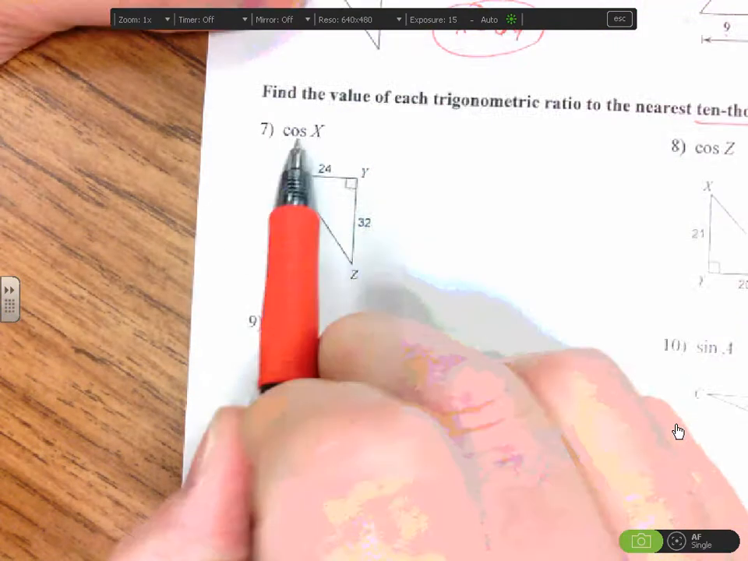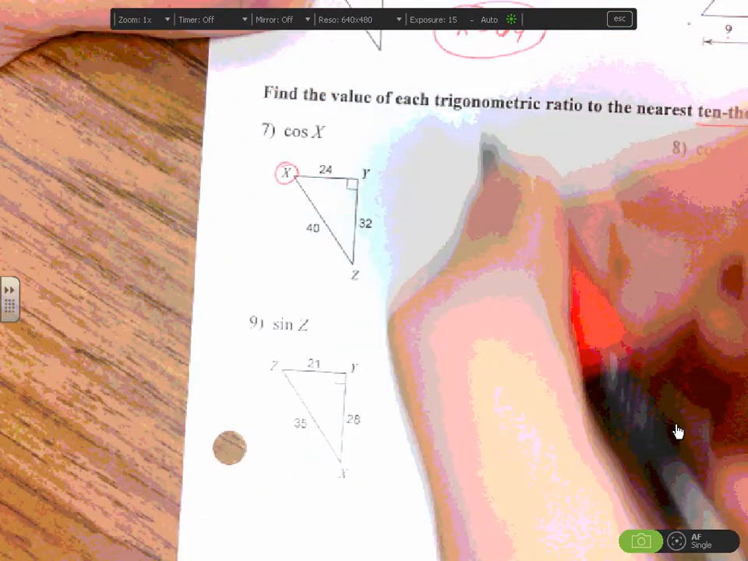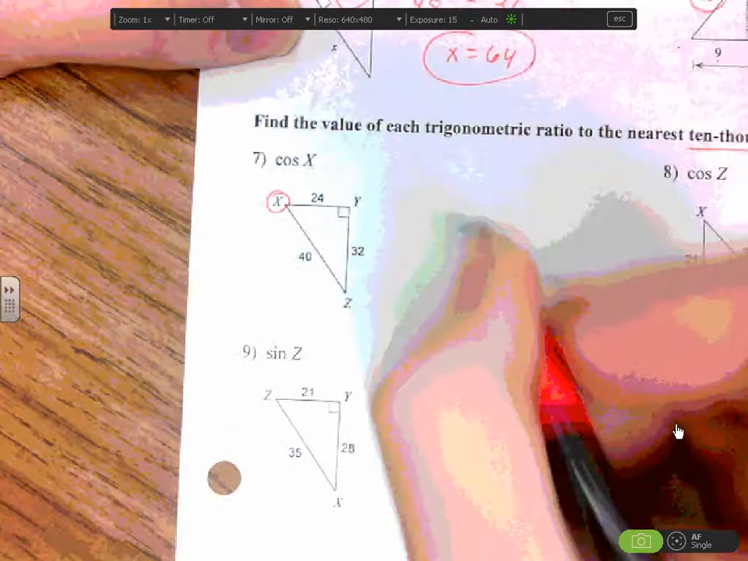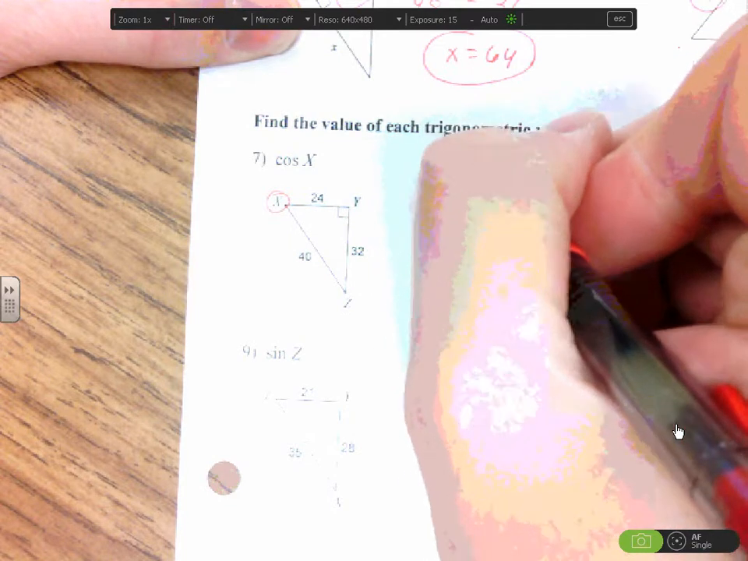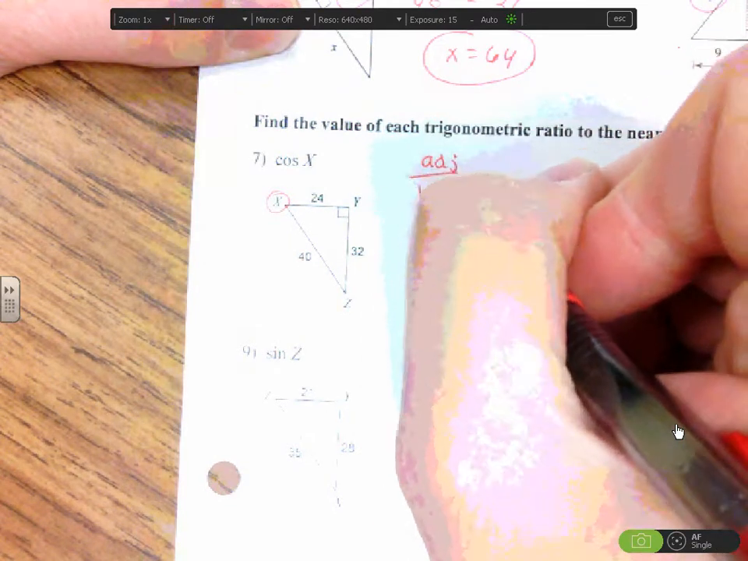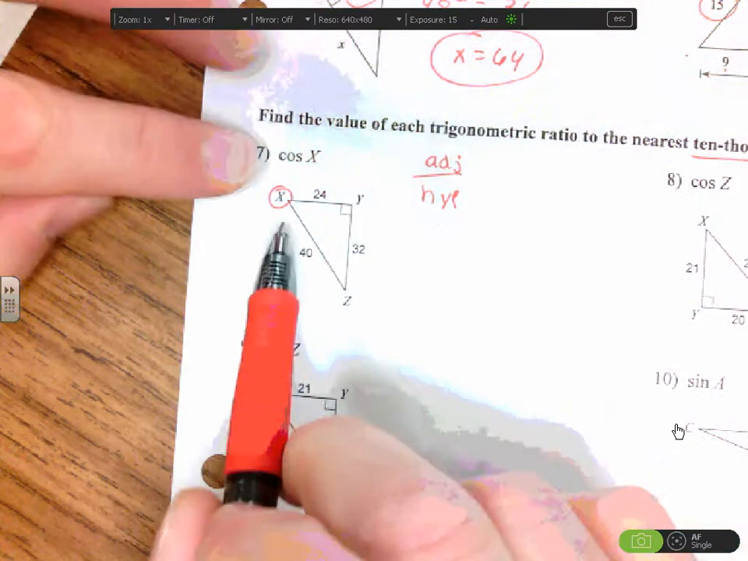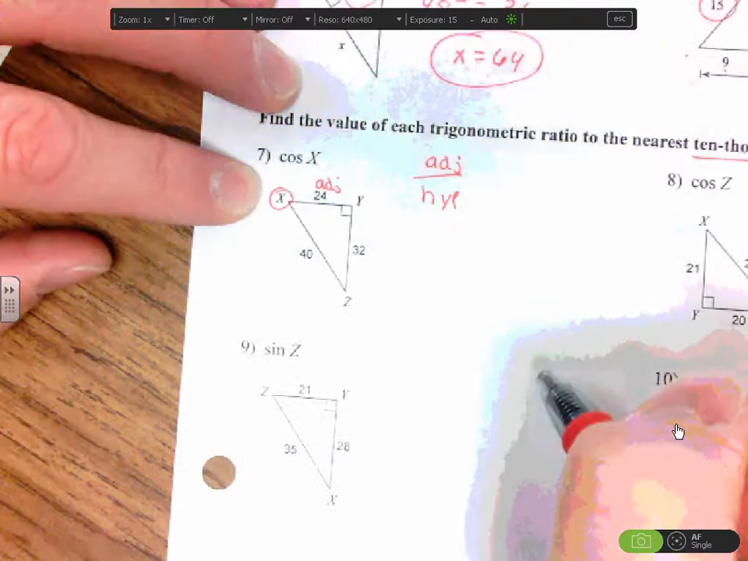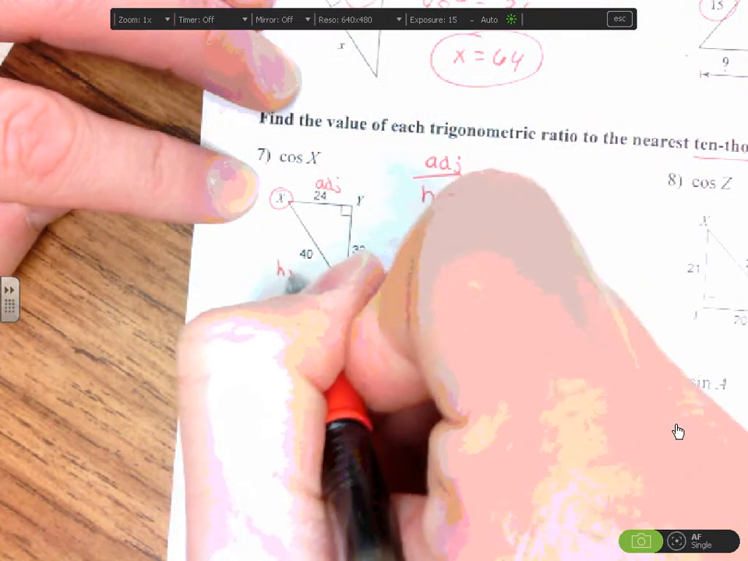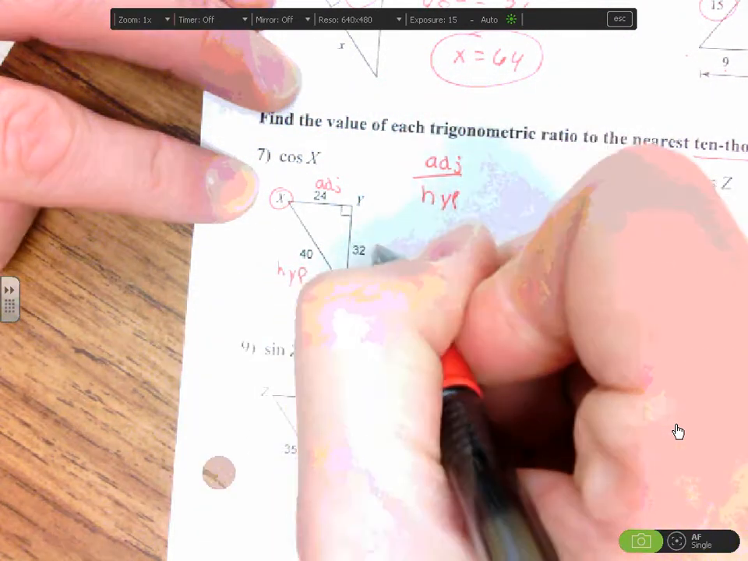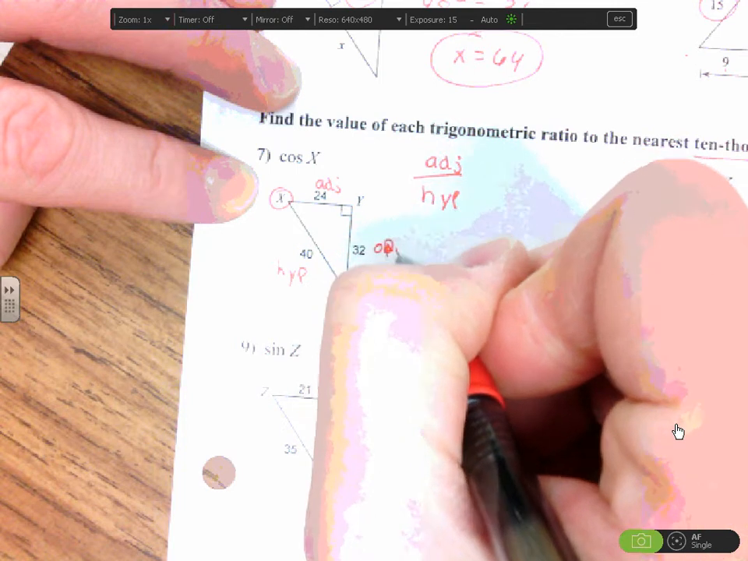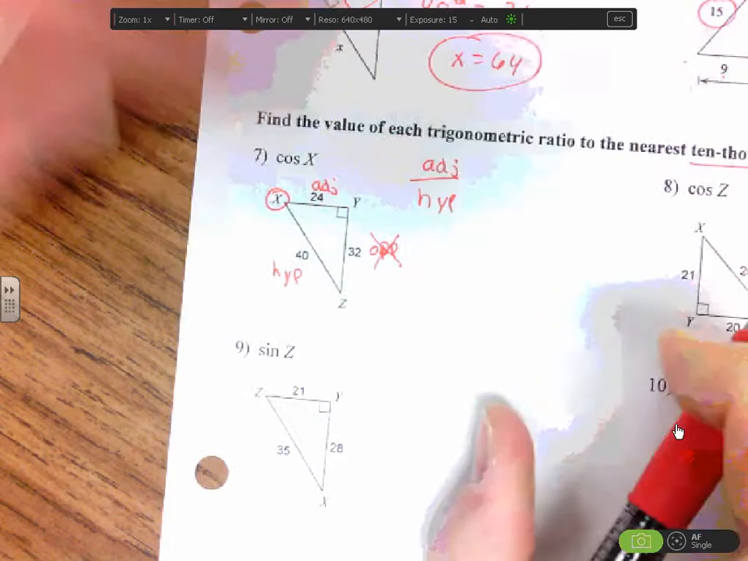So number 7, the cosine of x. Let's circle the angle x. Cosine, you should know, is adjacent over hypotenuse. You get that from SOHCAHTOA. So my adjacent side would be this 24. My hypotenuse would be the 40. And of course, this side is opposite, but I'm not going to use the opposite.